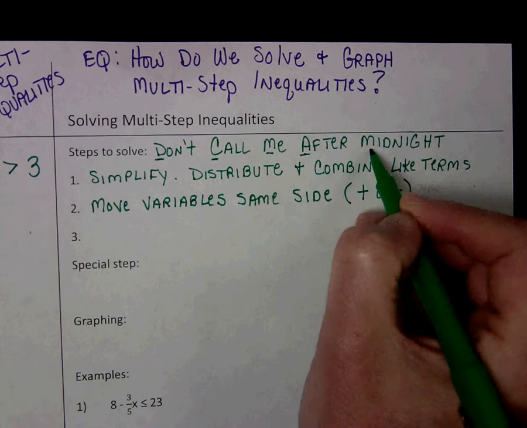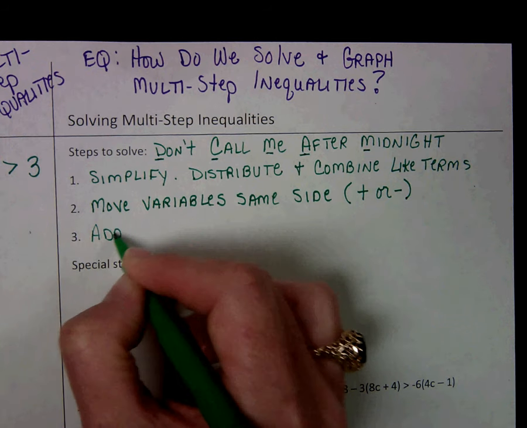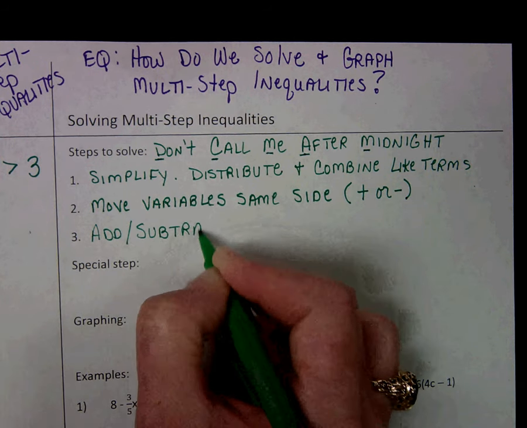The A and the M are the next 2 steps. We're then going to add or subtract our constant, and that's the step that you can switch with moving the variables. The last step is to multiply or divide, depending on how we need to cancel out our coefficient. One thing to think about with inequalities is we do have to write our solution with an inequality, and there is something very special we have to remember about it.